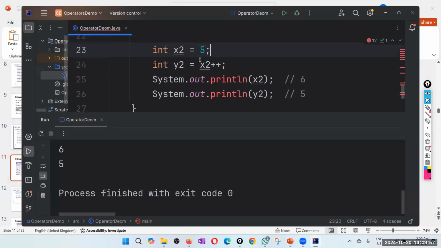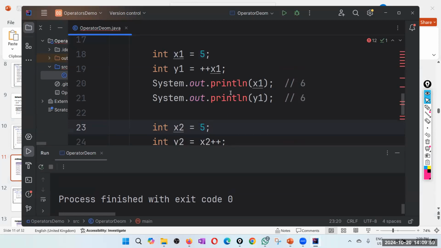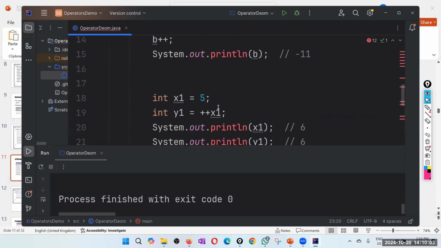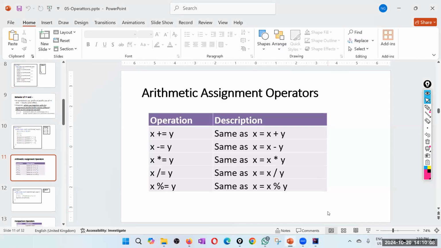So you mean this example? Which one you want me to explain? So usually it doesn't matter whether it's x plus plus. I will explain using the code here.